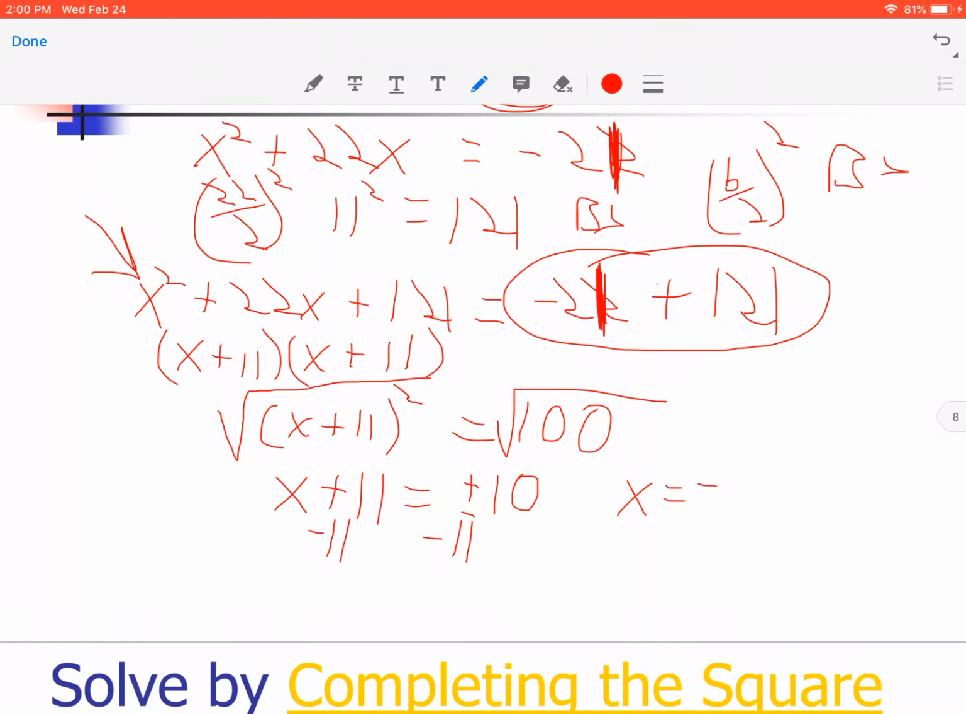So you have two answers again. One answer is negative 11 plus 10. What would negative 11 plus 10 be? That's a negative 1. The other answer is negative 11 minus 10, and that should be a negative 21. Okay? Those are your two possible answers there.